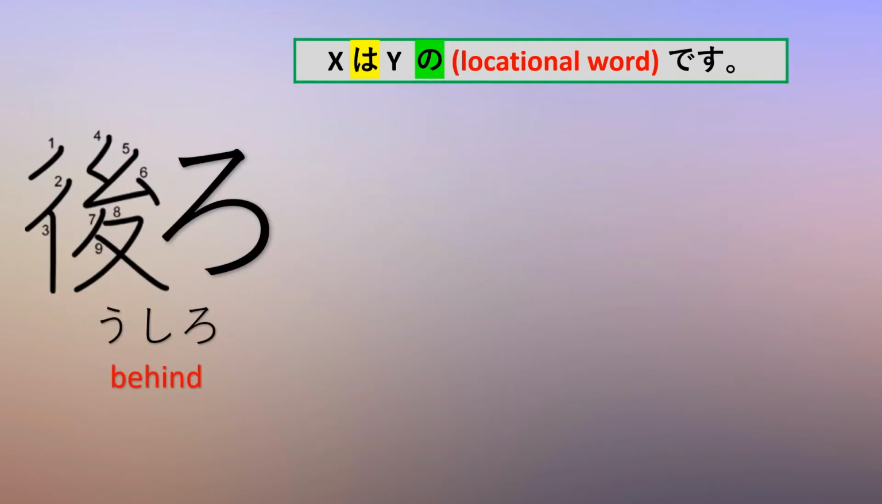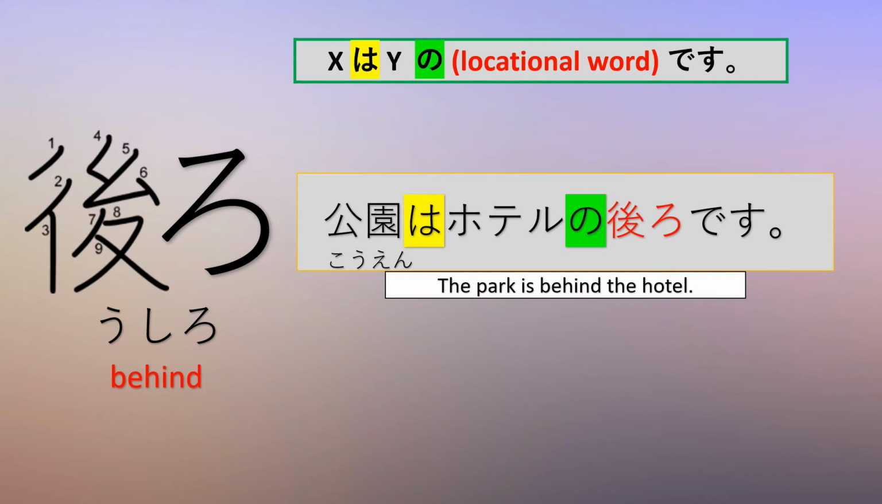Next is ushiro, behind. Ushiro. Example sentence. Koen wa hoteru no ushiro desu. Okay? The park is behind the hotel. So again, the reference point is the hotel. What is behind it is the park.